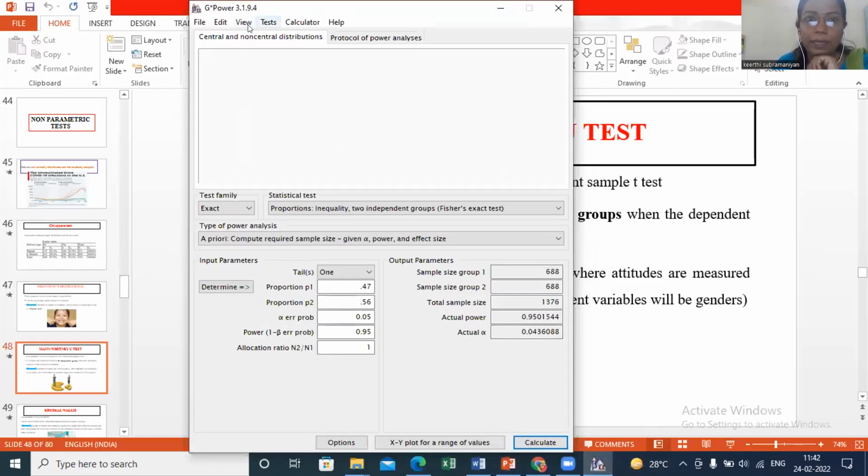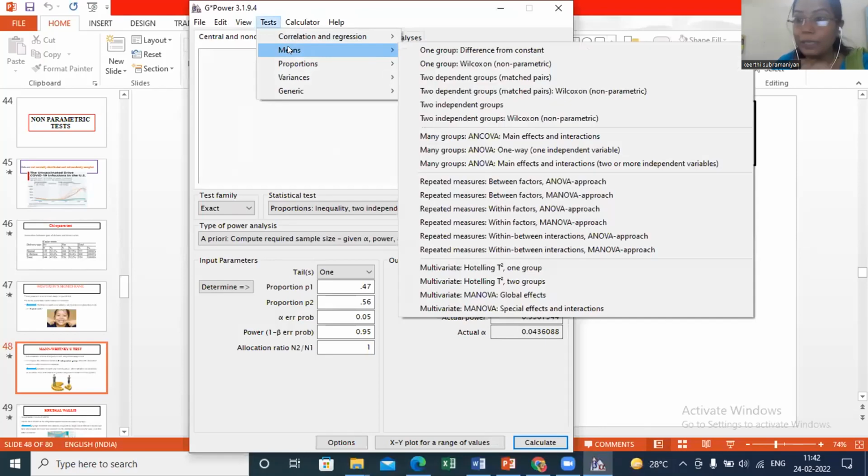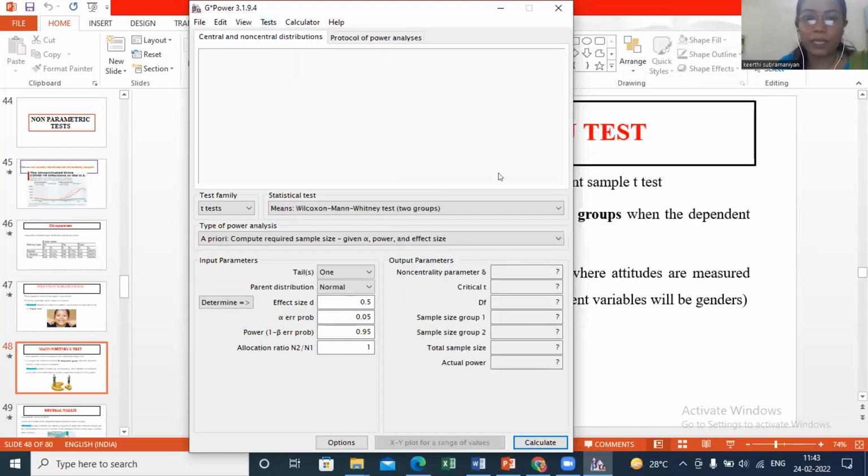So here, you can directly go to test, go to means, because now we are talking with respect to means. You have to remember, even if it's a non-parametric or non-normal distribution, the means will be provided in your key article, right? So for a single group, you are going to go for two dependent groups. Not one group, you have to go for two dependent groups. And when you have two groups, that is your Mann-Whitney test, which is also known as the independent group Wilcoxon test. Clear? That's the only variation, and everything remains the same.